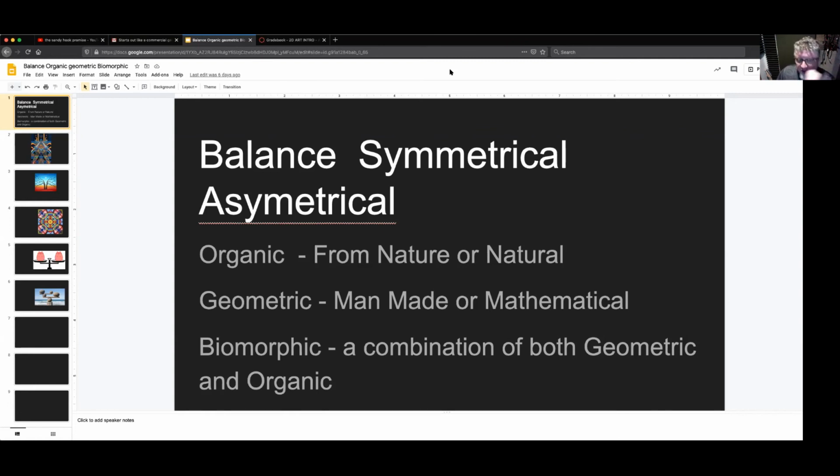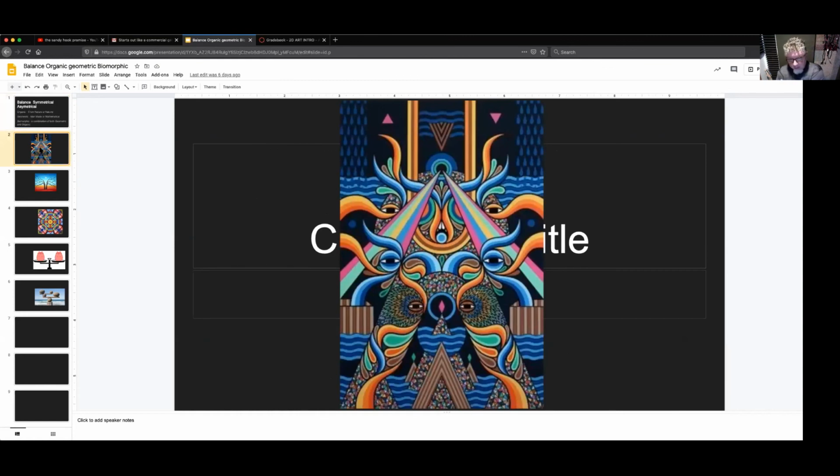Organic, as we said, is from nature or natural. Geometric is man-made or mathematical. Biomorphic is a combination of both geometric and organic. As I click on this image, this is not an image of something.